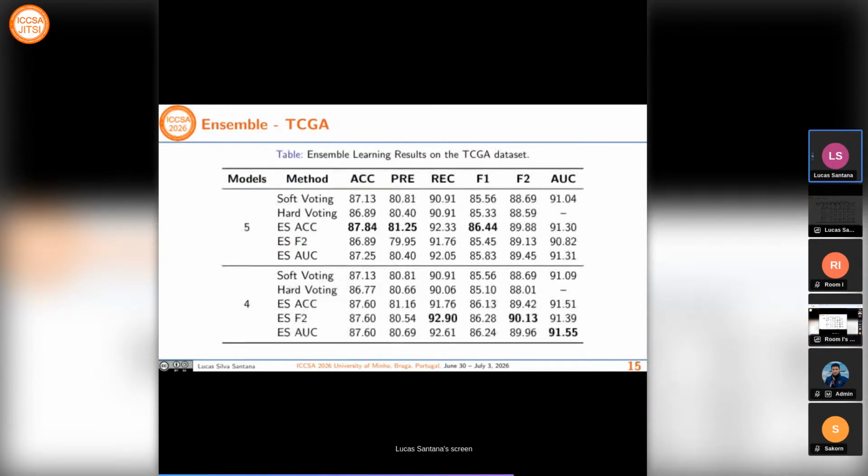We also test ensembles with 4 and 5 base classifiers to see the impact of the ensemble size. It is notable that the best overall result came from the ensemble with 5 classifiers. So the one optimized for accuracy hit the highest accuracy and F2 score. And for the ensemble with 4 classifiers, the one optimized for F2 score achieved the highest recall and F2 score, while the one optimized for AUC got the best AUC. So these results show that performance depends not only on the optimization goal, but also on the number of classifiers you use.